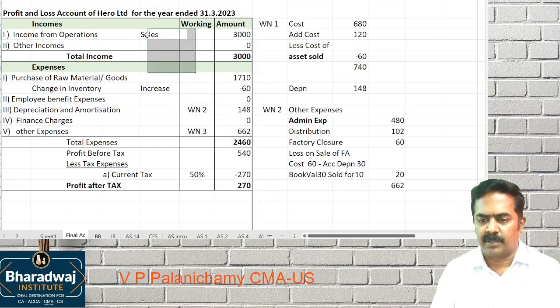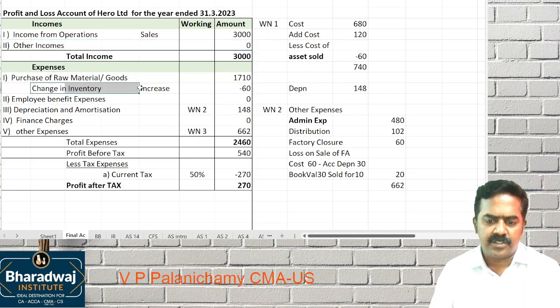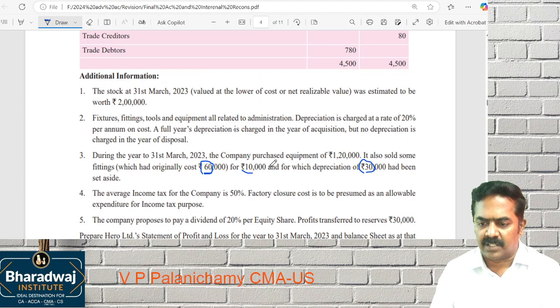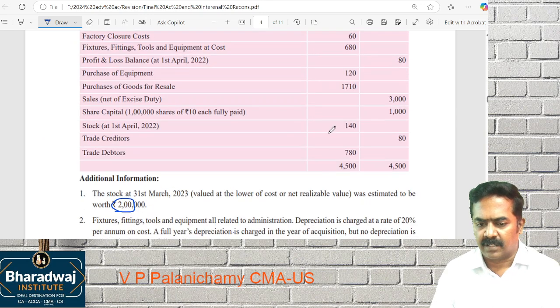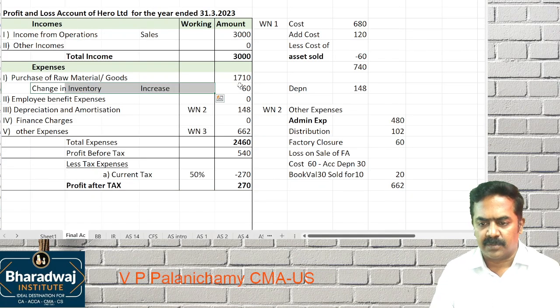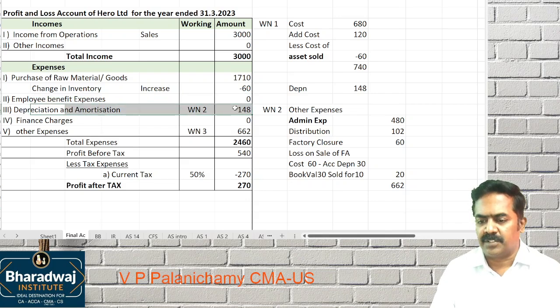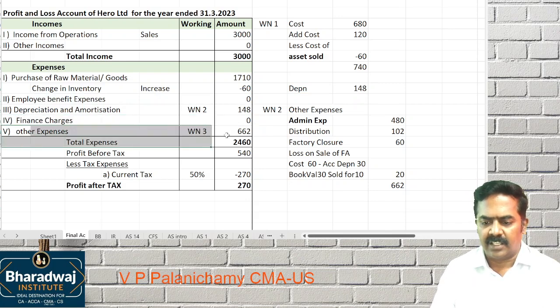As usual, we have to fill up. Income from operation is nothing but sales. No other income given in the question. Purchase of raw material given in the question. Change in inventory: opening stock to closing stock increase here. Closing stock is 200,000. What is opening stock? 140,000. It has increased by 60,000, so minus. No employee benefit expense given in the question. Depreciation just now we worked out, 148. No finance charge given in the question. Other expenses are 662. PBT, tax 50%. You get which one? PAT.